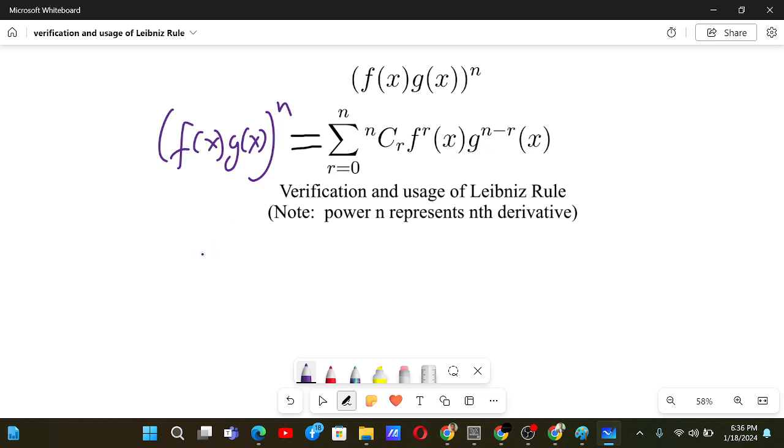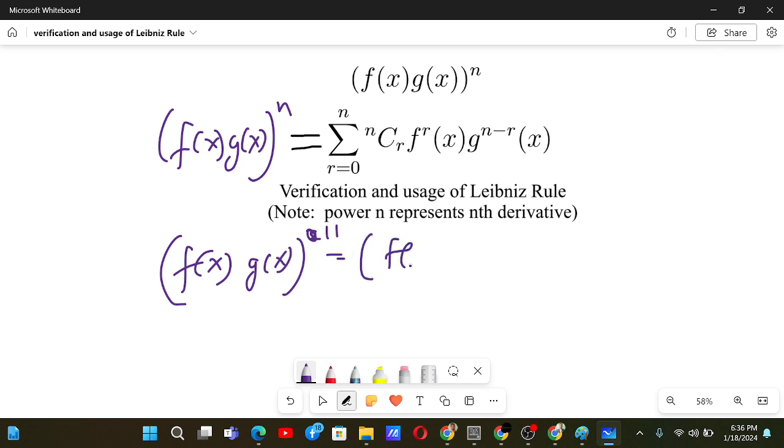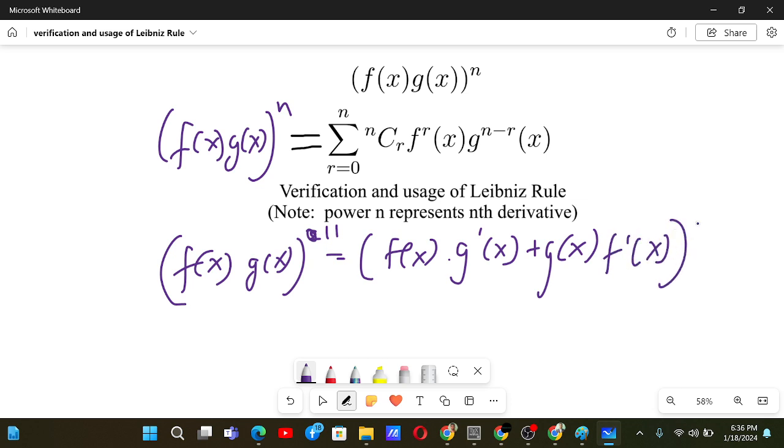So let's start with a function. Let's say we have f of x g of x, and let's find its second derivative. Let us find it by ourselves and then use the formula. First of all, for the second derivative, let's find the first derivative. The first derivative will be f of x times g dash of x plus g of x times f dash of x. Now again we need to find its derivative, because we have to find the second derivative.